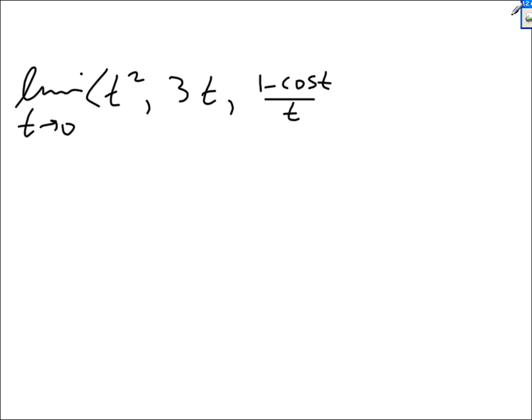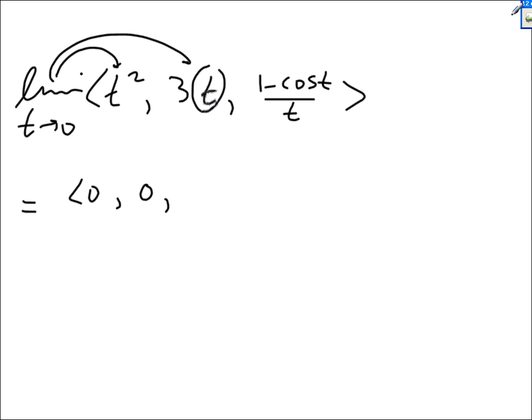Try one more. The limit as t goes to 0 of t squared, 3t, and (1 minus cosine t) over t. The limit of the first: 0 squared is 0. The limit of the second: 3 times 0 is 0. The limit of the third: 1 minus cosine of 0 is 1 minus 1, which is 0. And then you're dividing by 0.